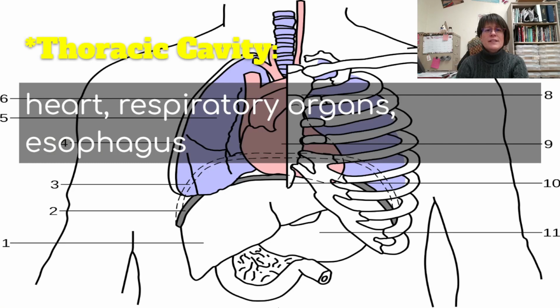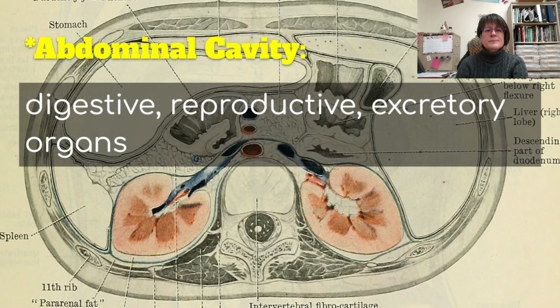The thoracic cavity contains the heart, respiratory organs, and esophagus. So the organs and parts that are colored in this diagram are part of the thoracic cavity. It's everything above the diaphragm. And the diaphragm is labeled as number 3 in the diagram. It is that dotted line that you see. It's everything above that diaphragm. Then there is the abdominal cavity. This is where the digestive, reproductive, and excretory organs are contained. And this is everything below the diaphragm.